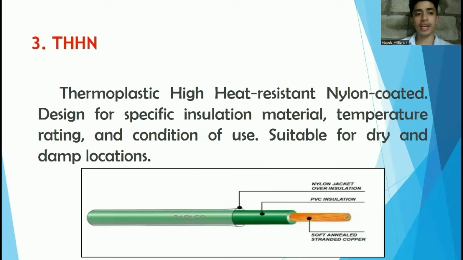Next is THHN. THHN is thermoplastic high heat resistant nylon coated. Designed for specific insulation material, temperature rating, and condition of use suitable for dry and damp location. Yung THHN meron siyang insulator. Yung insulator na yan nakakatulong para maiwasan yung pagkasira ng nakabalot na wire. Ito yung nagiging protection para hindi masira yung wire.